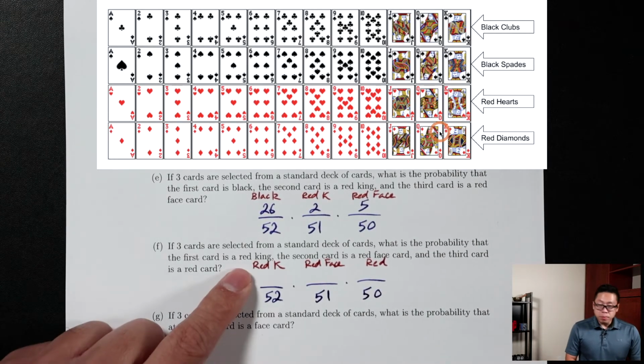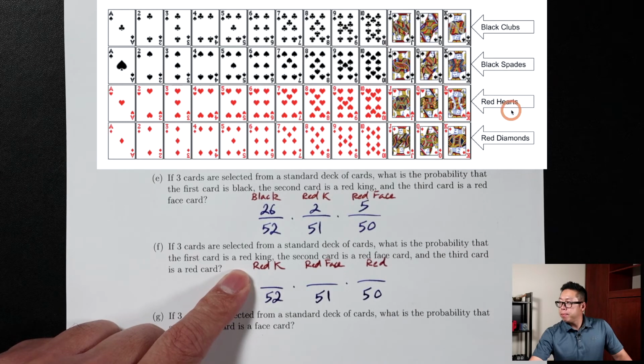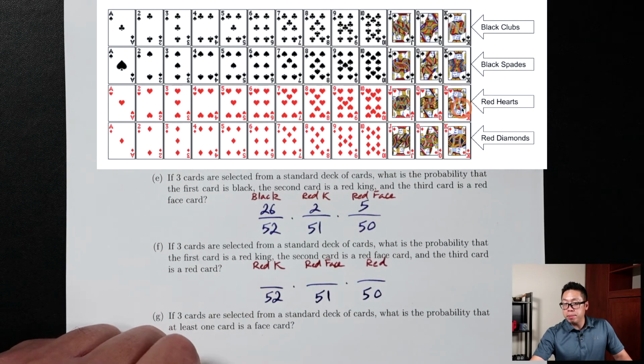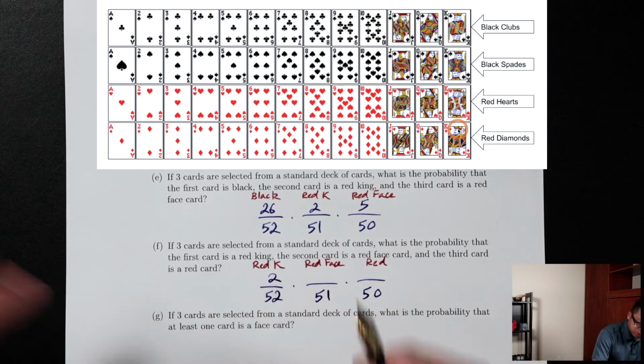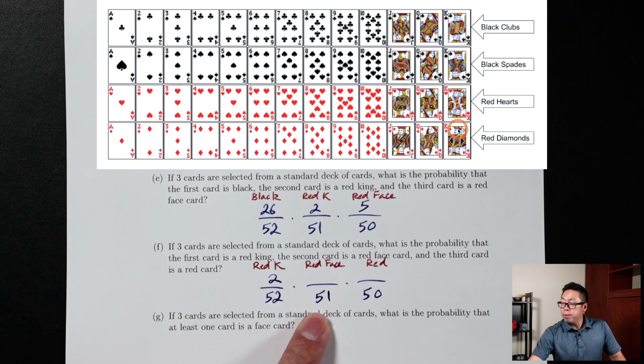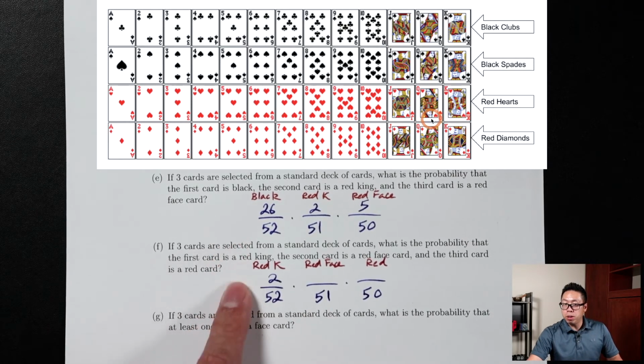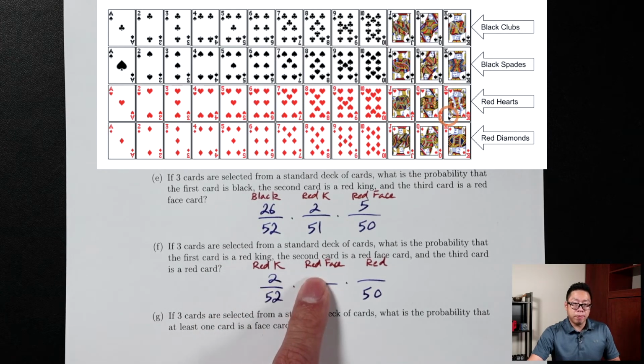Now, first card, red king. How many red kings are there? King of hearts, king of diamonds, 2. Second card, red face card. How many red face cards do I have? Red face cards would be jack, queen, king of hearts, jack, queen, king of diamonds. That's 6. Question is, have I used any red face cards yet? And the answer is yes. I did use a red king for the first card. So that's a red face card, which means I have to reduce by 1.